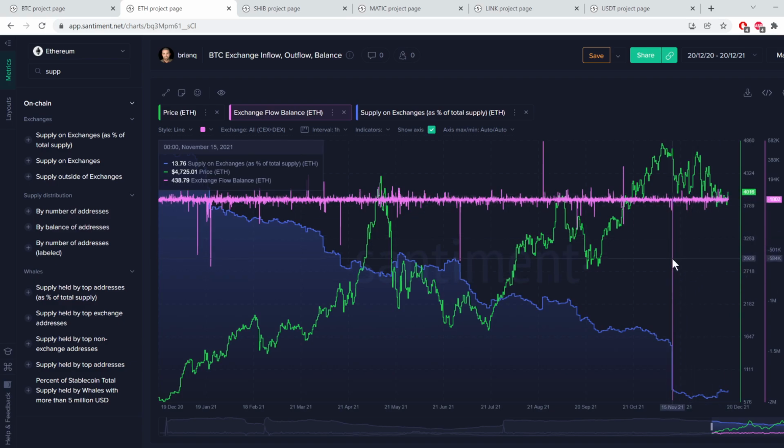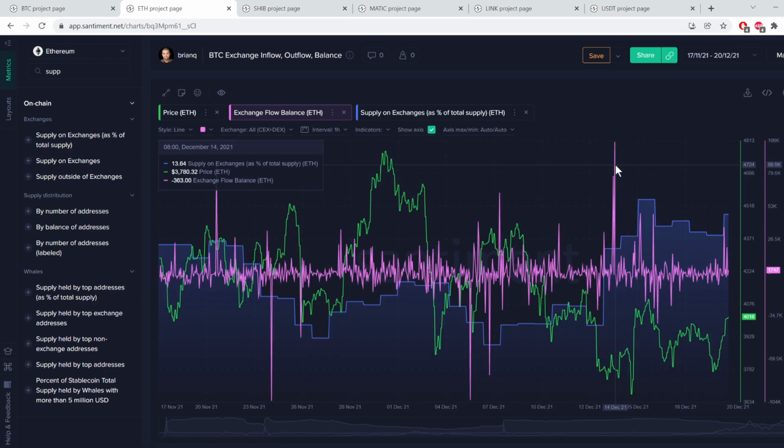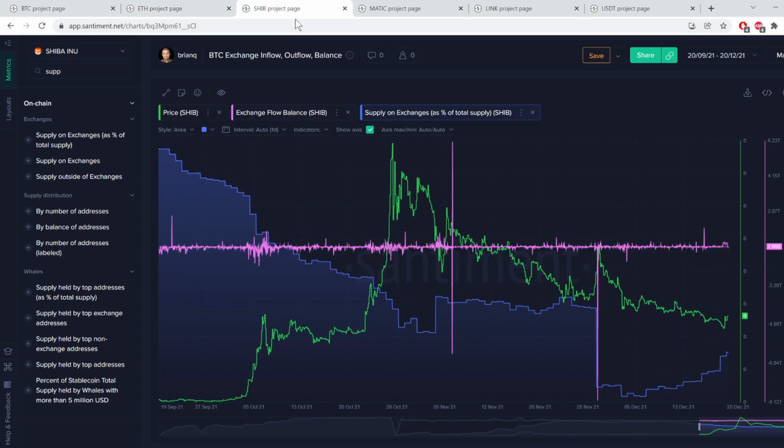Obviously things are a bit dwarfed on this axis because of this spike, but even without it, I can zoom in here. This is still fractional compared to most of the other spikes that have occurred on the exchange flow balance side over the past year or so. So just keep that in mind. There's Ethereum. Let's move on to Shiba.